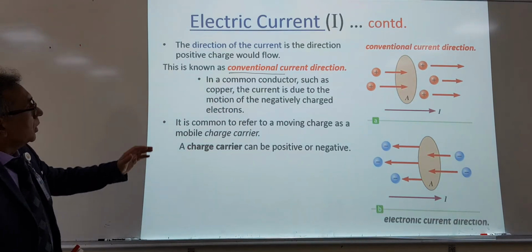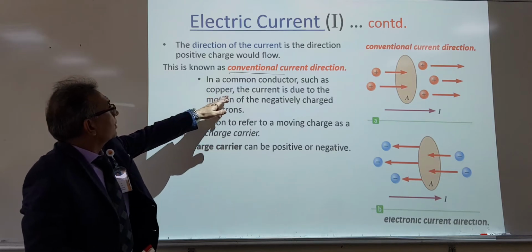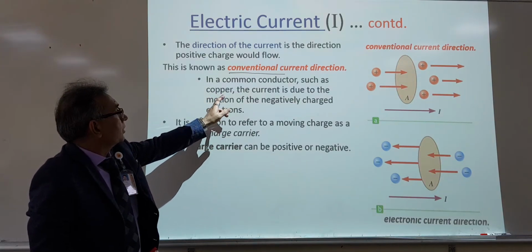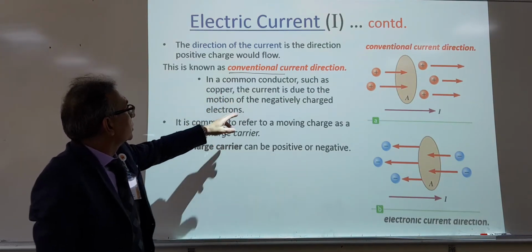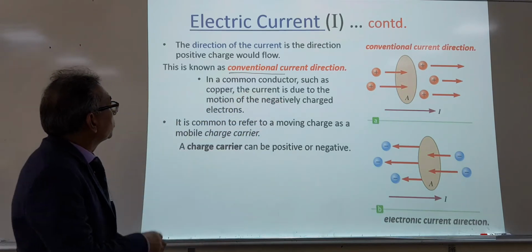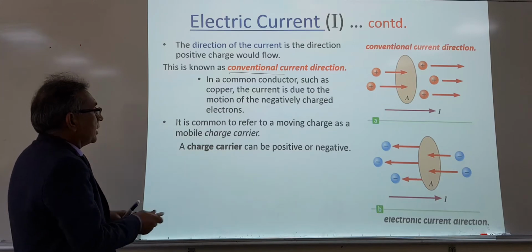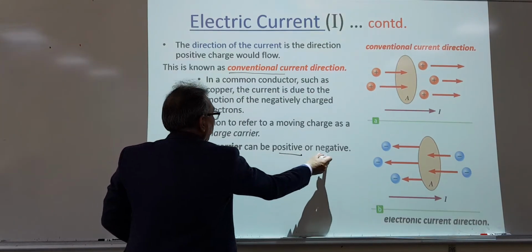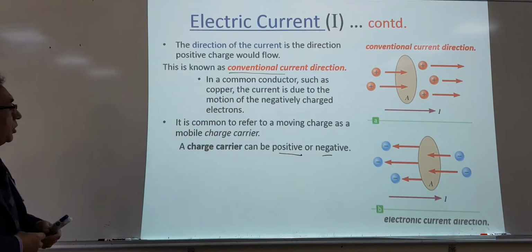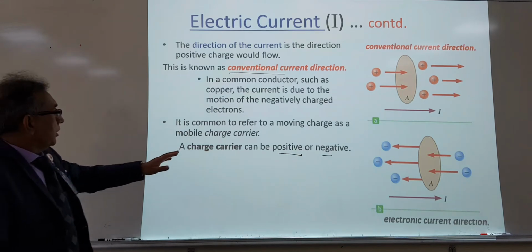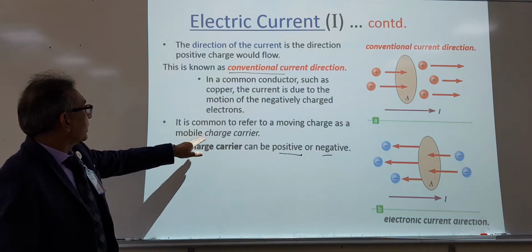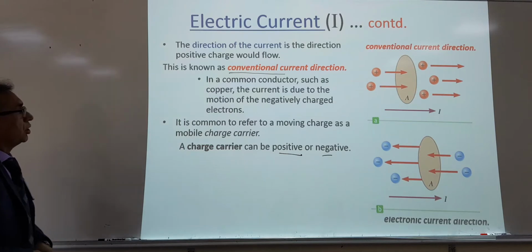So, in common conductors such as copper, which is the good conductor which normally we use, the current is due to the motion of the negatively charged electrons. But keep in mind that the charge carrier can be positive or negative charge. In metals, the charge carriers are the electrons.